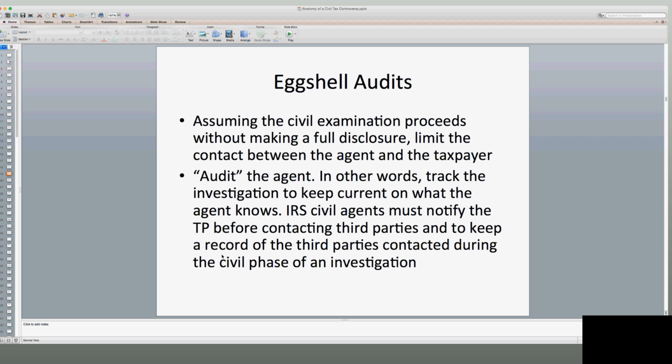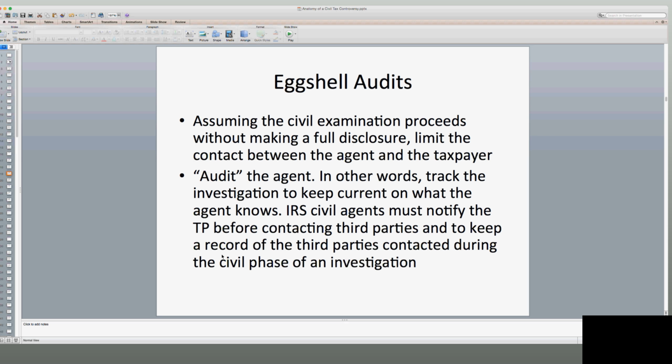What we also want to do is audit the agent. In other words, track the investigation to keep current on what the agent knows. I can't help but think of a bloodhound in this example, basically hunting down birds or something. And you always want to be hot on the agent's trail. You want to know what they know. You want to be in the know at all times. Oh, pheasant is what I'm thinking of. I have a Labrador, and my Labrador loves to go after birds, so birds were the first thing that came to mind.